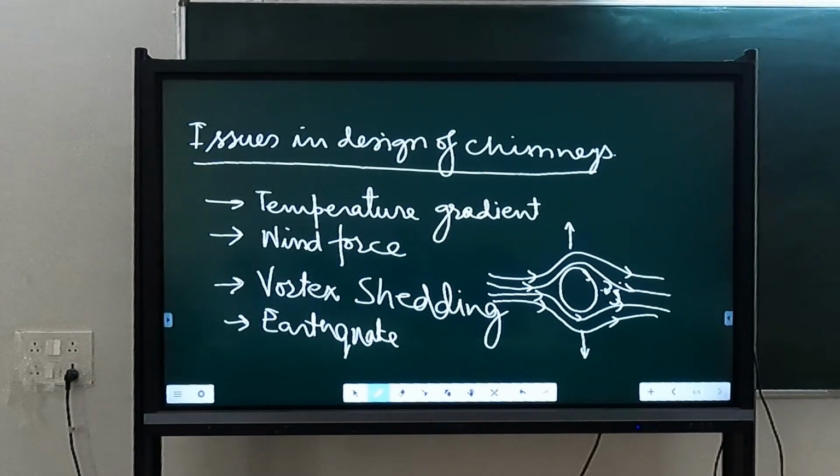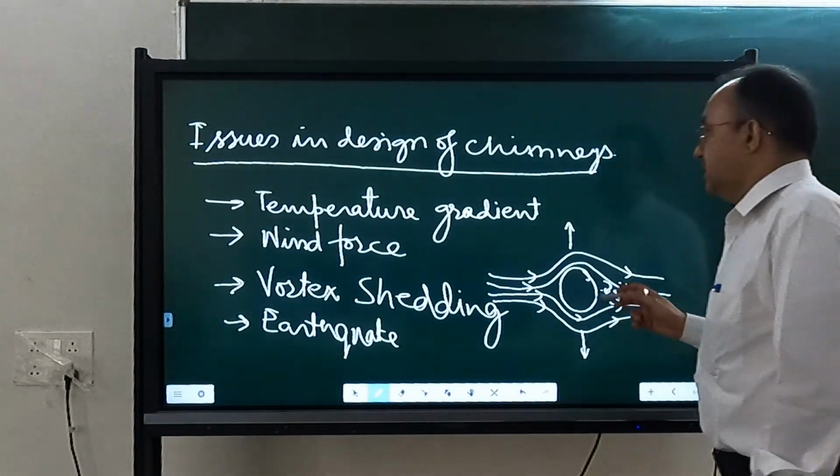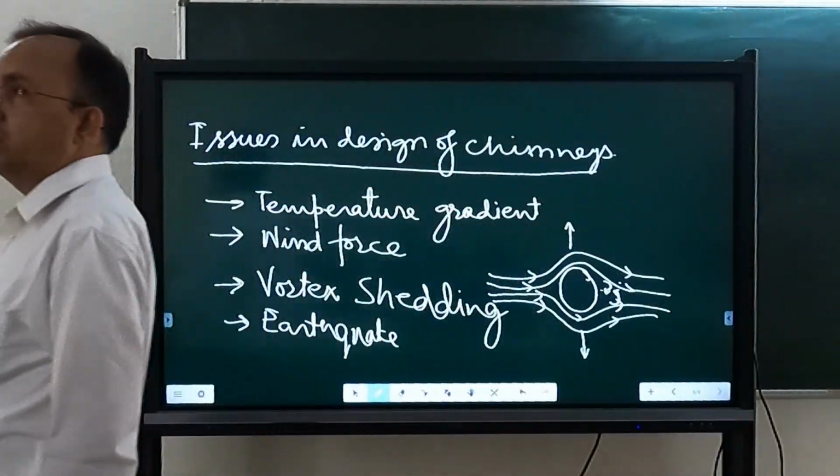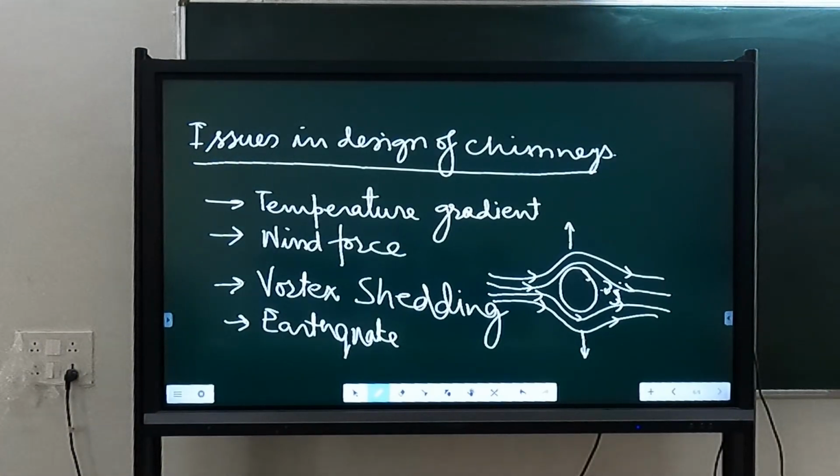IS 875, sorry, part 3 deals with that. So look in IS 875 part 3, especially at how the vortex shedding part is considered in design.